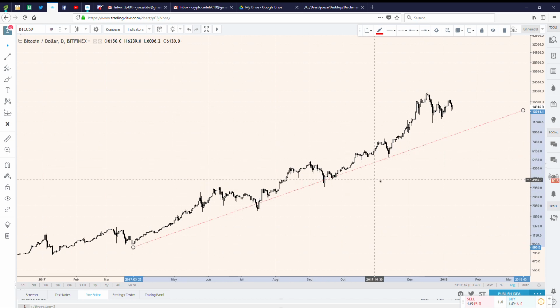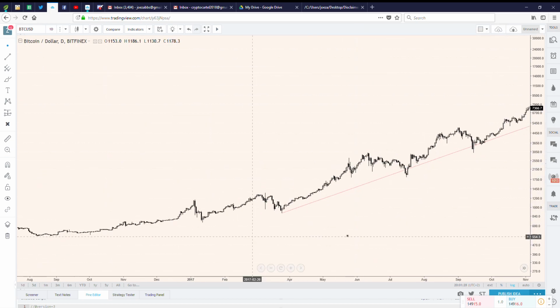Okay, so that's the bull trend. Let's go into the bear trend.